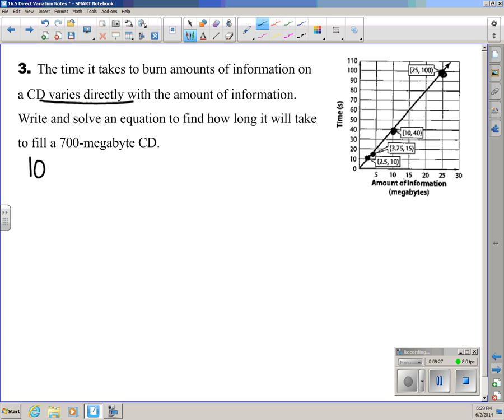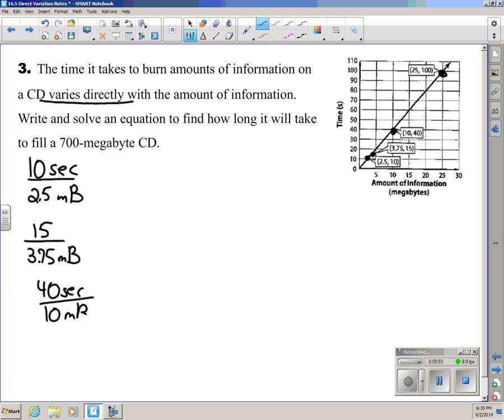I know this is backwards because seconds is on the y-axis and we're used to seeing it on the x-axis. So in 10 seconds, you can fill 2.5 megabytes. In 15 seconds, you can fill 3.7 megabytes. In 40 seconds, you can fill 10 megabytes. And in 100 seconds, you can fill 25 megabytes.